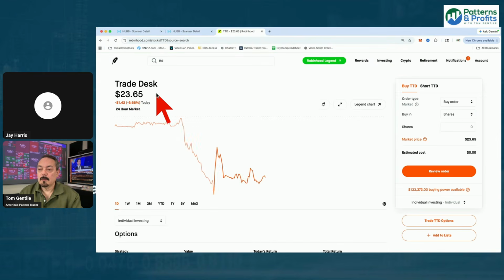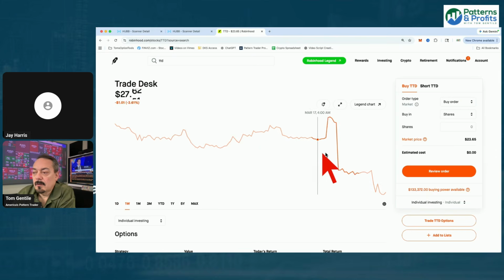Here's Trade Desk. I want you to take a look at the 1 week on Trade Desk. This was just yesterday, $28.40. I had the $30 puts and the 25-30 put spread. As of yesterday afternoon, coming into 11 o'clock, the trade ended up being not that far away from break even, and that was with a couple days going into expiration.